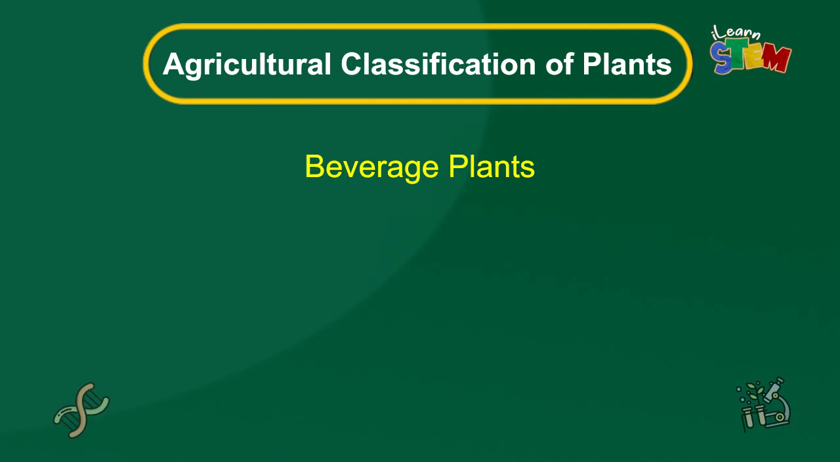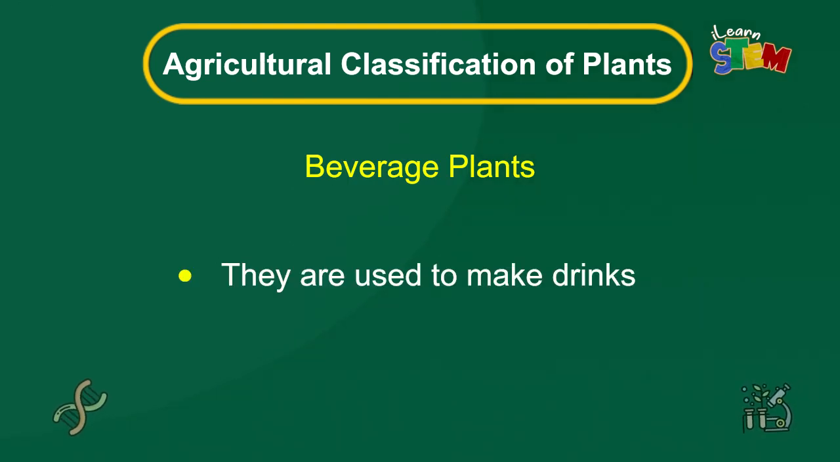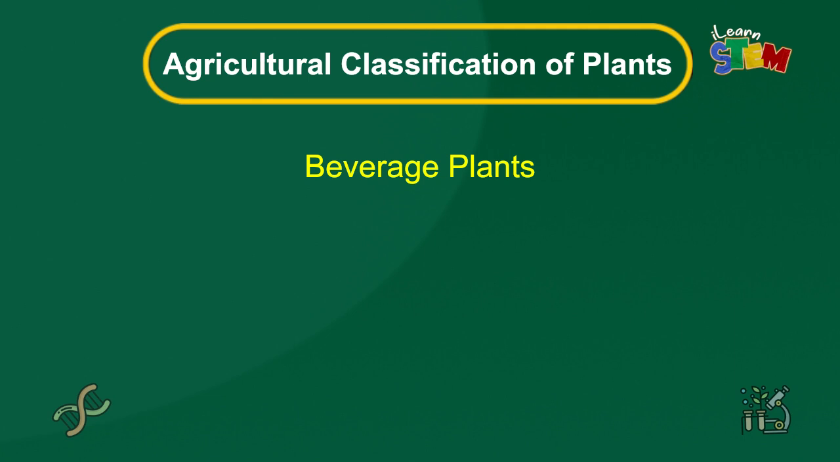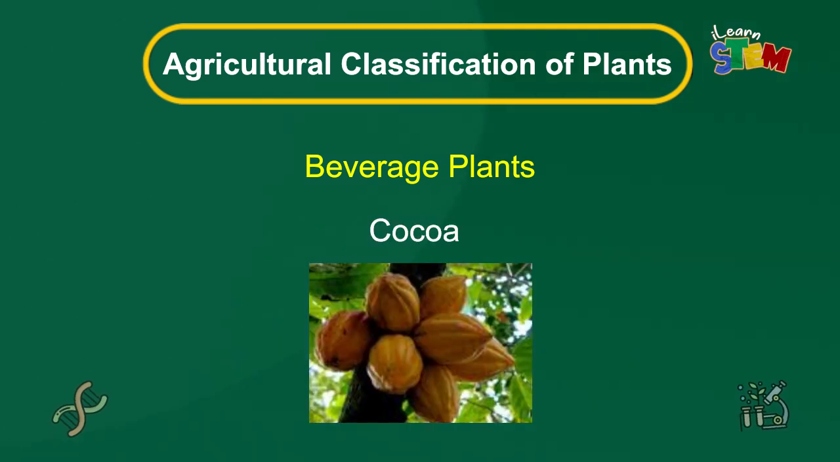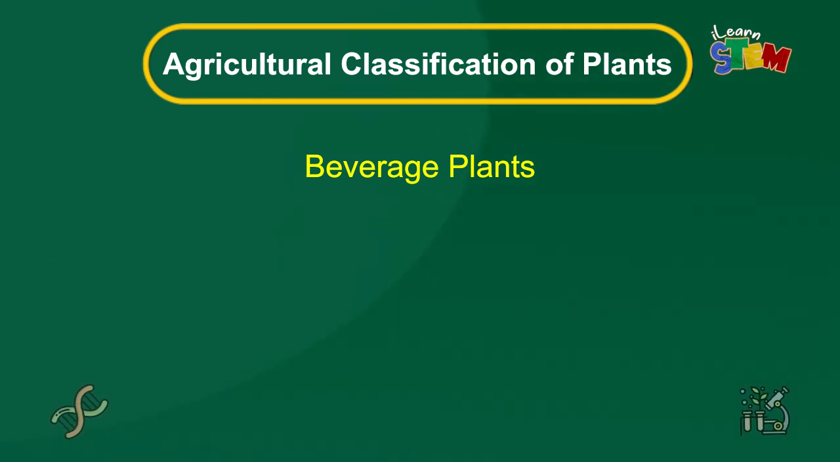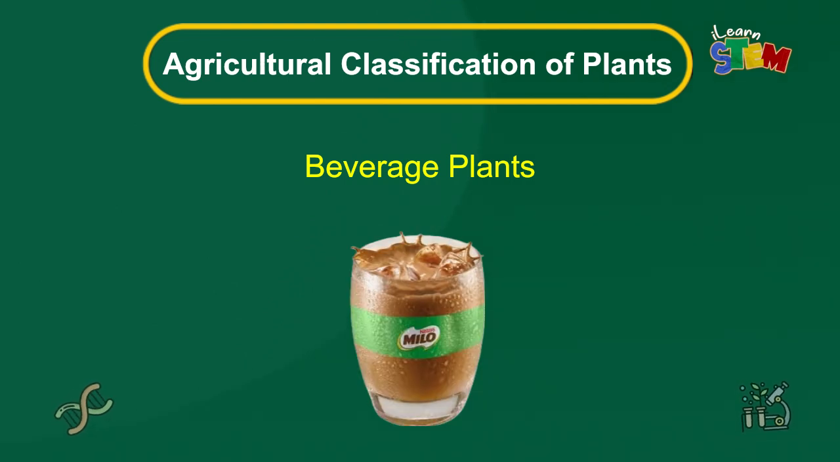Now, let's move to beverage plants. Beverage plants are used to make drinks. Examples are cocoa and coffee. Think about a warm cup of Milo before going to school.